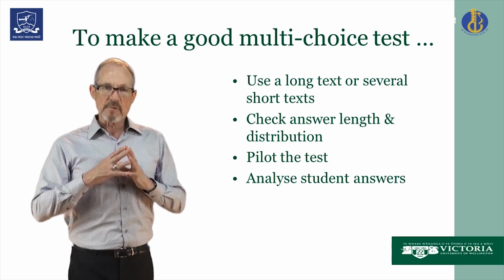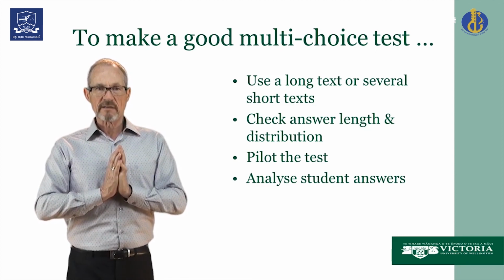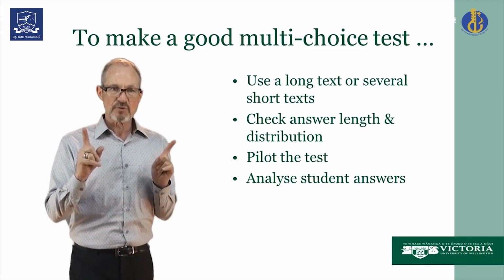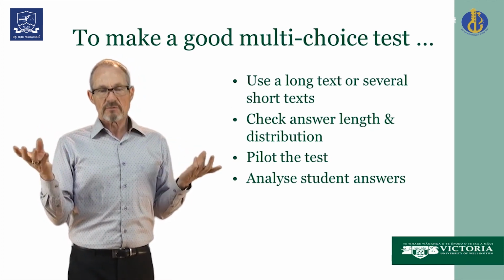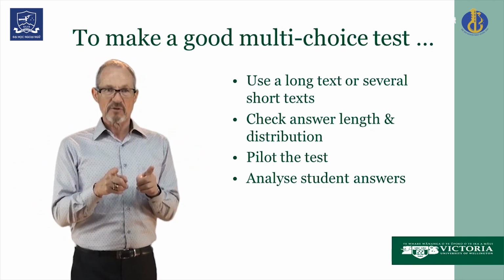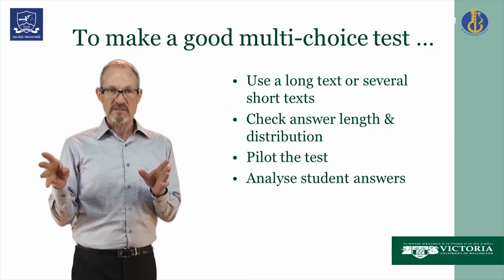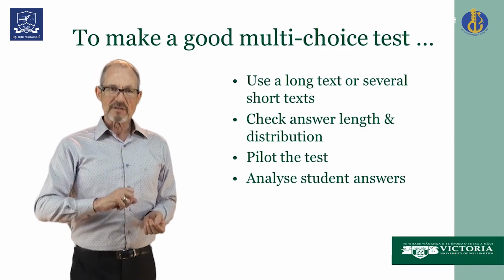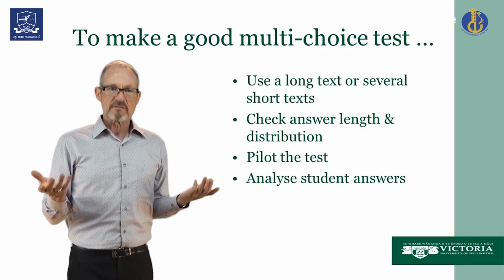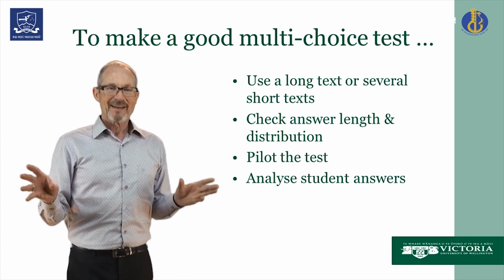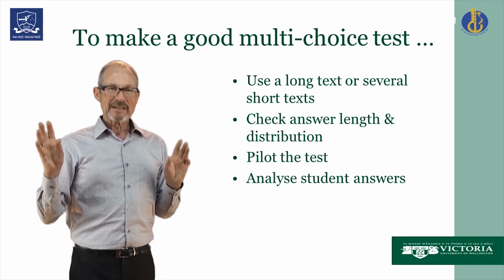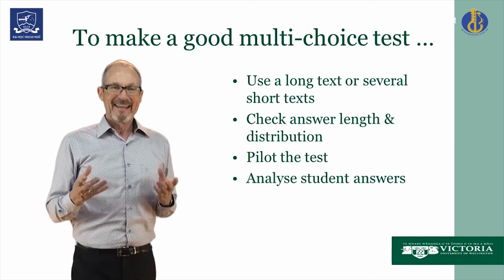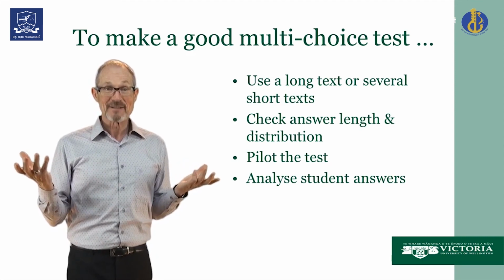The second thing to bear in mind is you need to check your answer length and the distribution of the answers. This means 2 things. First of all, you don't want always the correct answer to be the shortest one and all the distractors to be long, or vice versa. And the other thing about distribution is interesting. I remember when I was at school, a long time ago, we were always told, if in doubt, choose C. C is almost always the right answer. And funny enough, that often tends to be true.